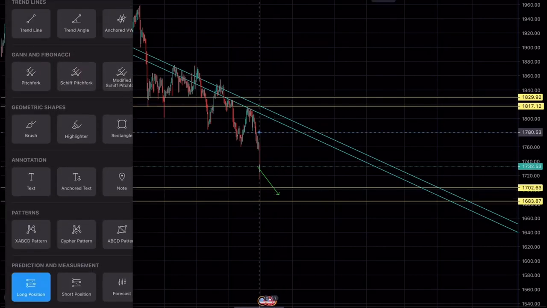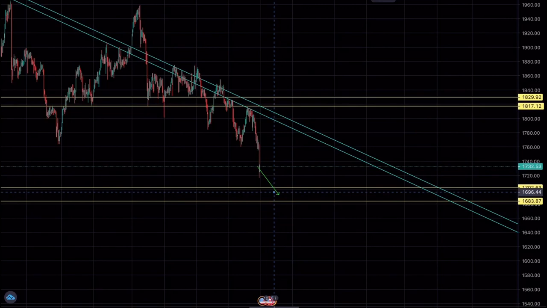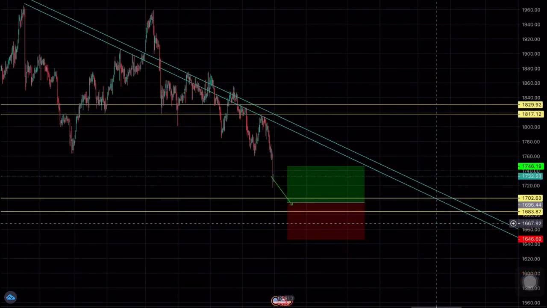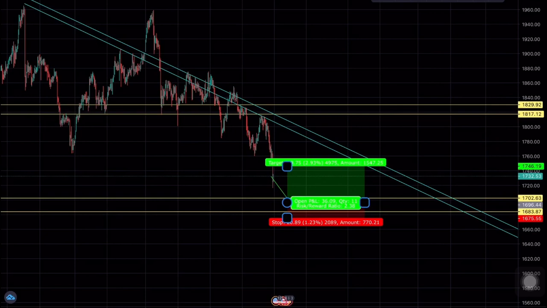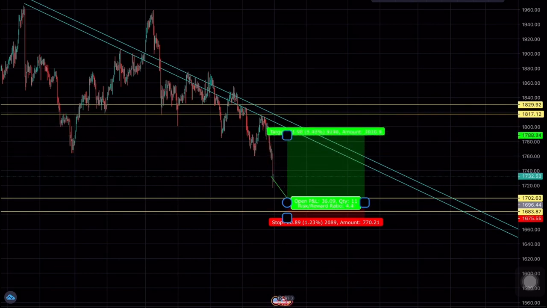So we can trigger a long position if we see 3 to 4 hourly candles closing in this particular range, 1702 till around 1683. Our stop loss would be placed just below this support zone, around 1675, our first take profit would be placed around 1764, and our final take profit would be placed on the resistance around 1788. So this trade will give a risk reward of approximately 1:1.4 to 1:4.4.